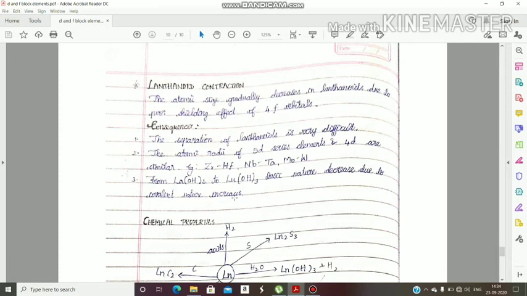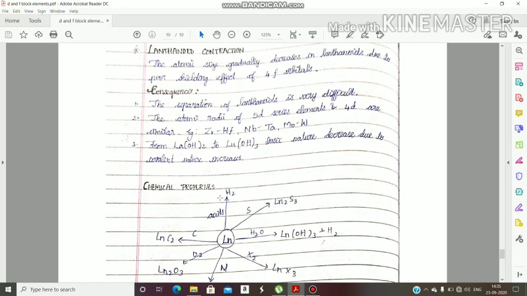Covalent nature increases means bond strength increases. For example, take LuOH3. Between lutetium and hydroxide, covalent bond strength is more. If covalent bond strength is more, then bond energy will be more. If bond energy is more, then that bond cannot be broken easily. Then OH- ions cannot be released by LuOH3 easily. If those are not released easily, automatically basic nature decreases. So this is also one of the definitions regarding basic nature.